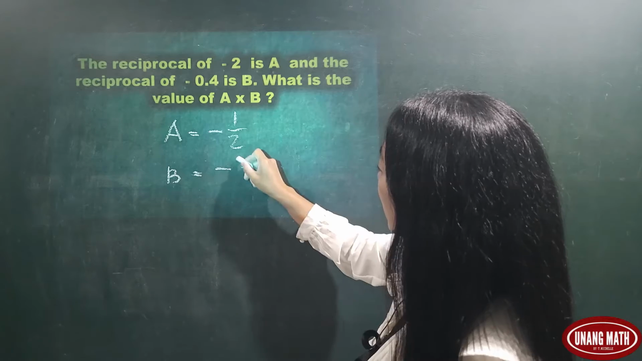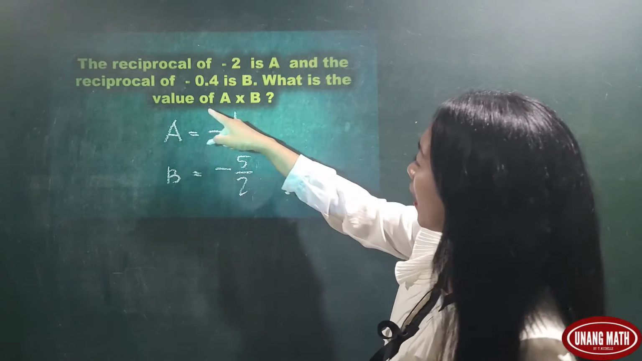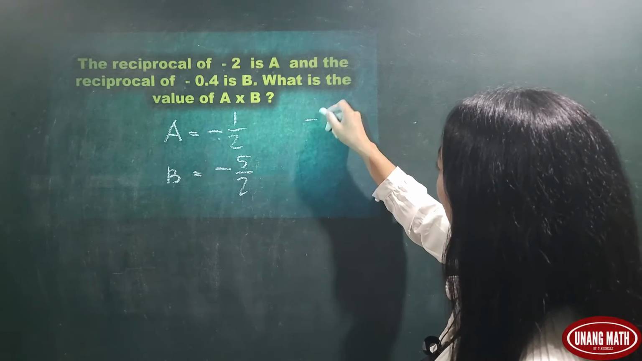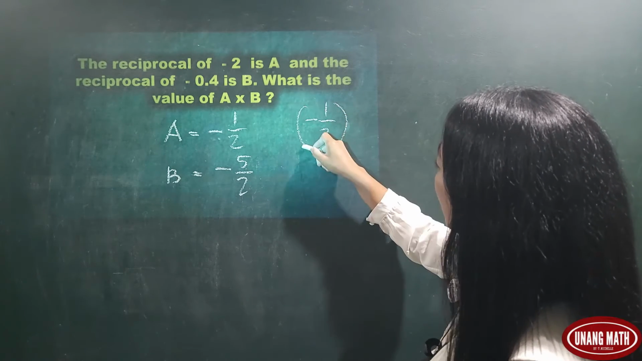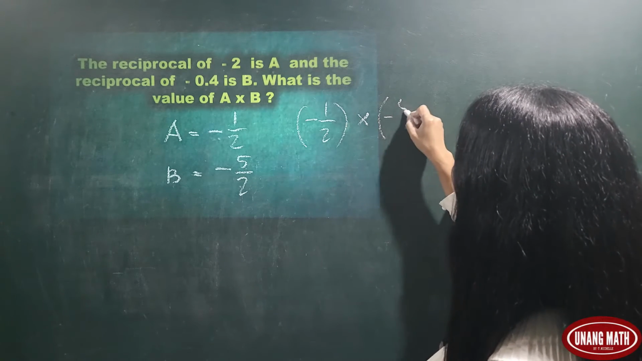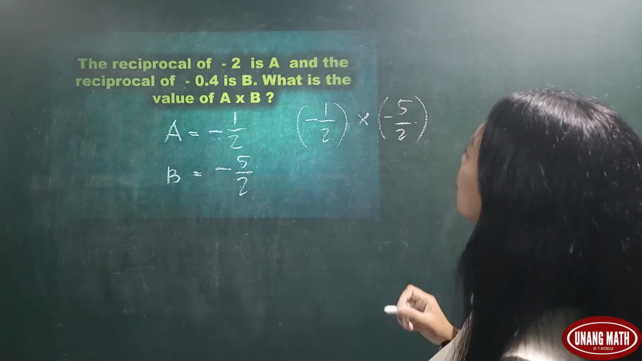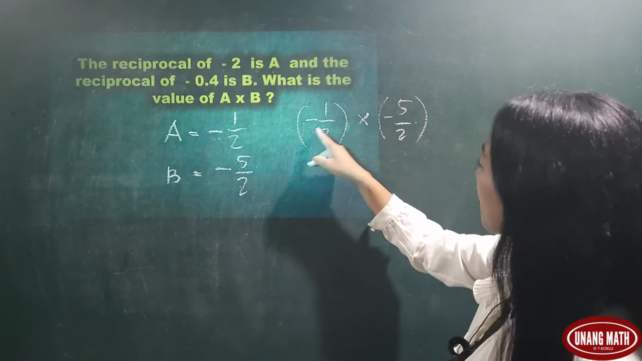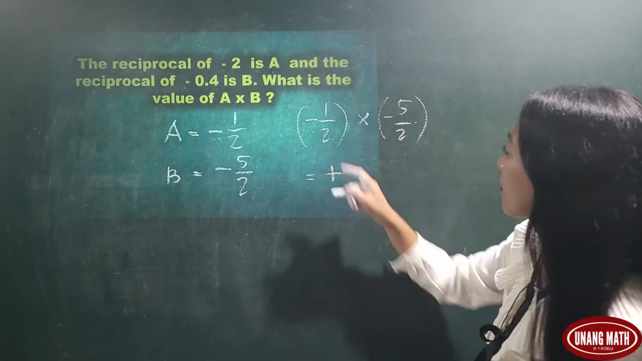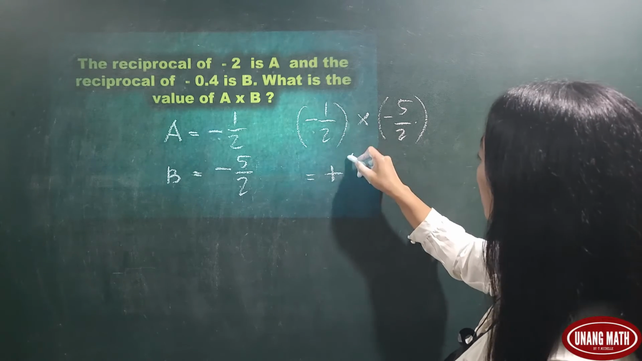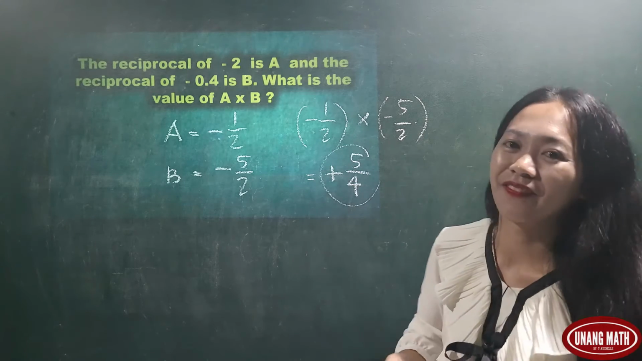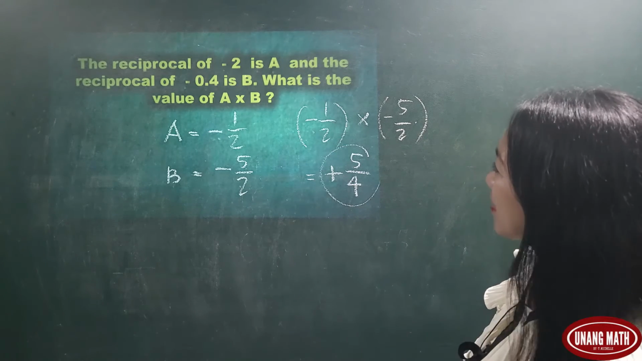Okay, the question is, what is the value of A times B? So we have here a negative 1/2 times negative 5 over 2. So negative number times a negative number, the answer is a positive number. And this is equal to positive 5 over 4. Okay, let's move on.